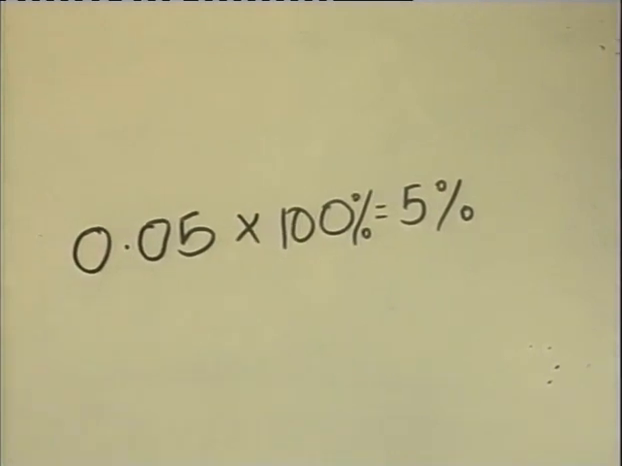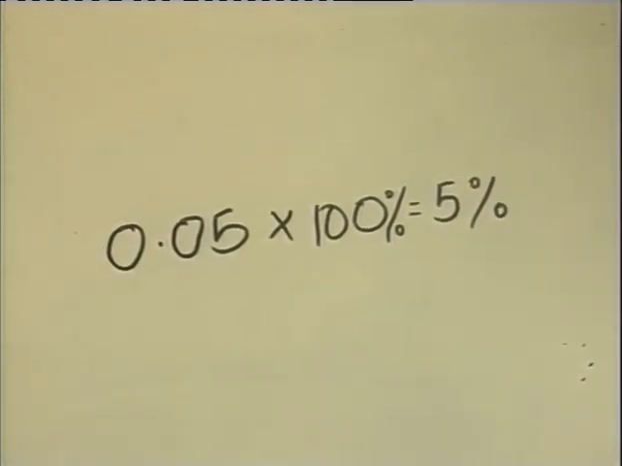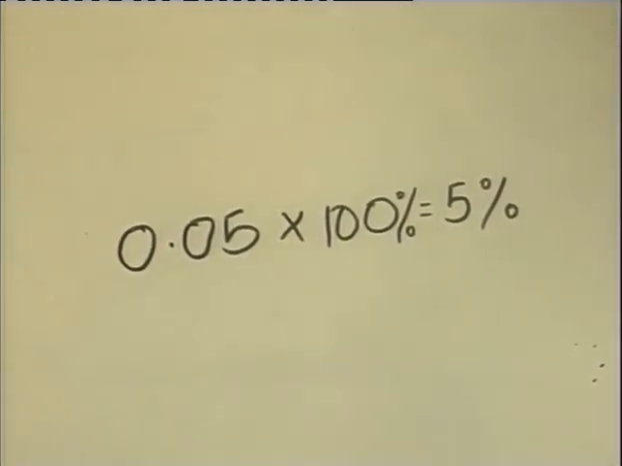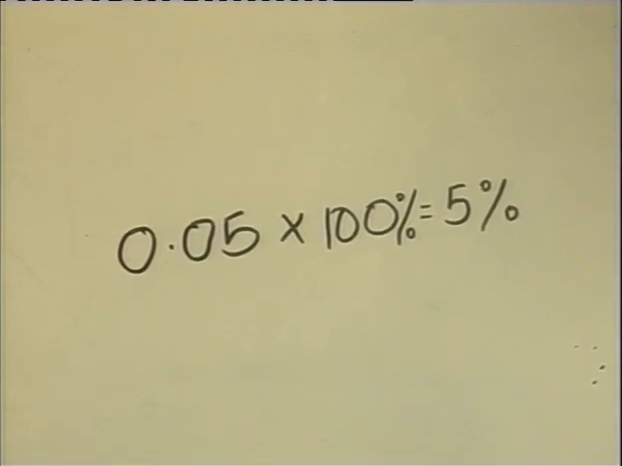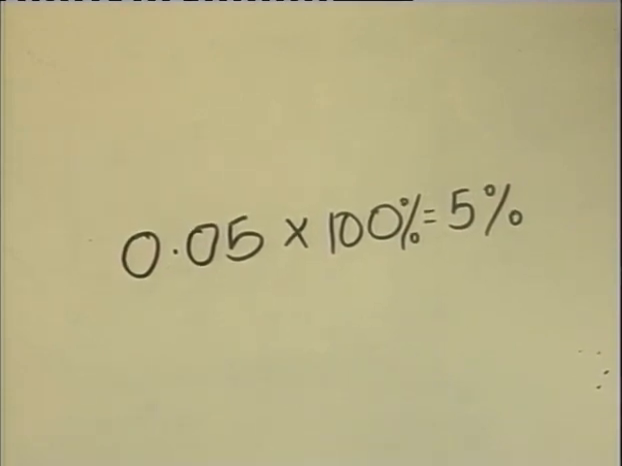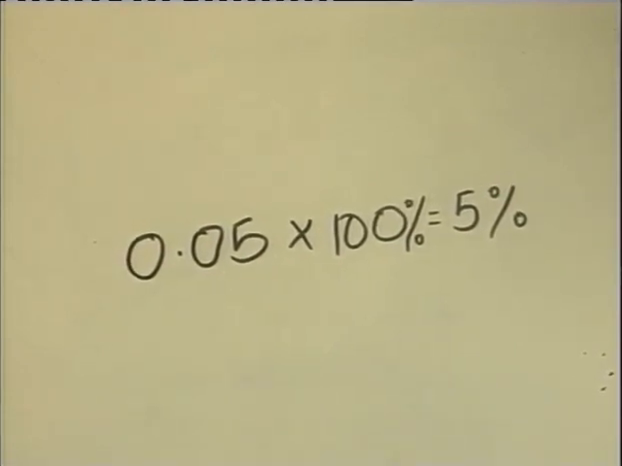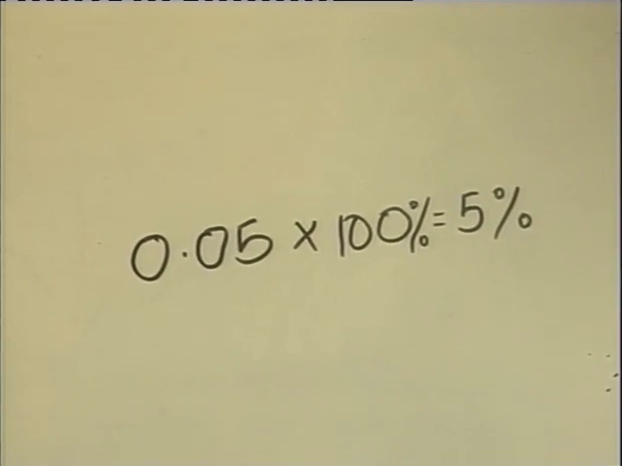Okay, very good, Joanita. Did she follow exactly the example that was given? Yes? 0.05 multiplied by 100%. Our answer is, class? 5%. Put your hand up if you got your answer as 5%. Okay, well done.